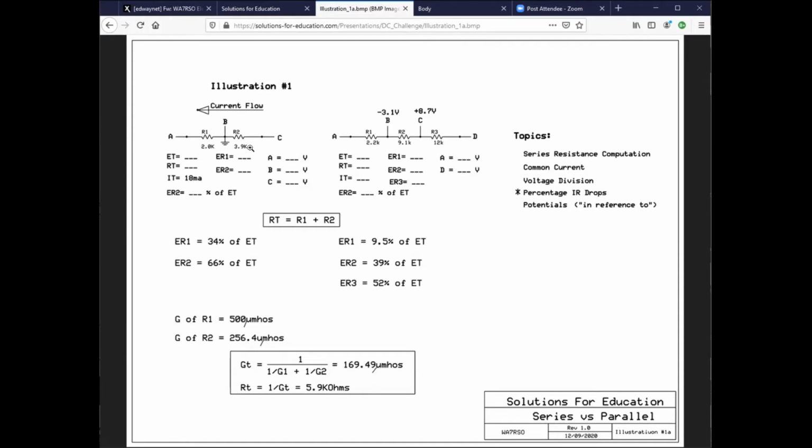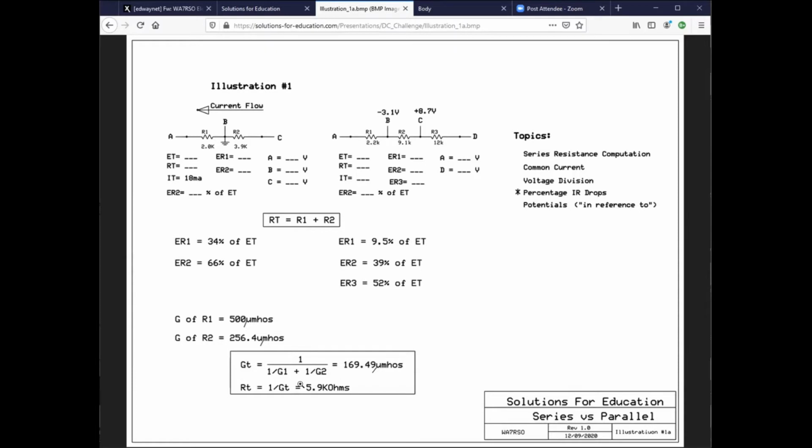Conductance does not add in series. Think about that. It does not add in series. How do you figure it then? Oh, come down here to this formula. The total conductance, does this look familiar? Total conductance is if you take 1 over G1 plus 1 over G2, that means reciprocal G1, reciprocal G2, add them together, do the reciprocal, you got GT.